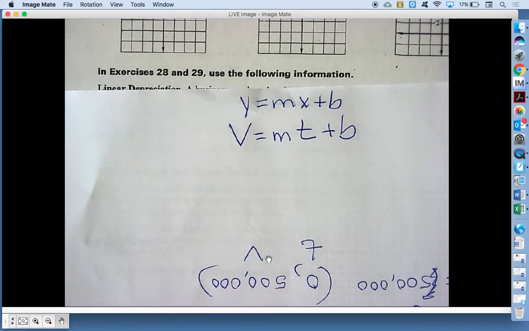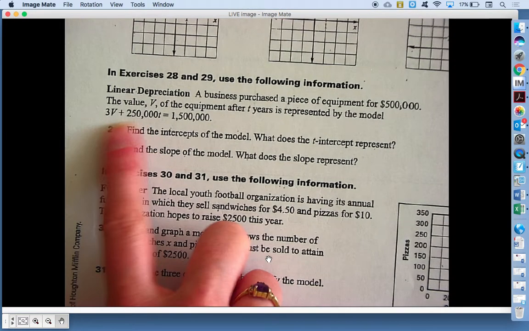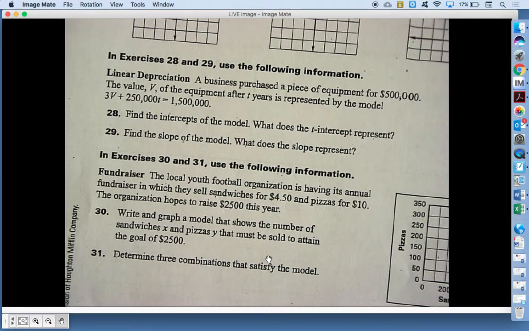Just thinking ahead, next week we're going to be doing a lot of word problems like this where we are given data and I will be showing you how to come up with the slope and the y-intercept. It'll all be word problems and we'll be doing a lot of interpreting and explaining what things mean.